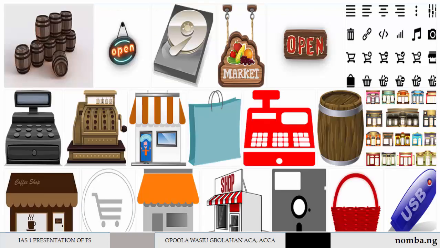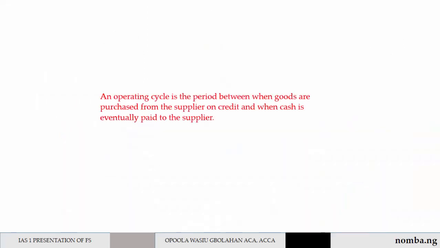When an entity supplies goods or services within a clearly identifiable operating cycle, a separate classification of current and non-current assets and liabilities in the statement of financial position will provide more useful information. And an operating cycle is the period between when goods are purchased from the supplier on credit and when cash is eventually paid to the supplier.